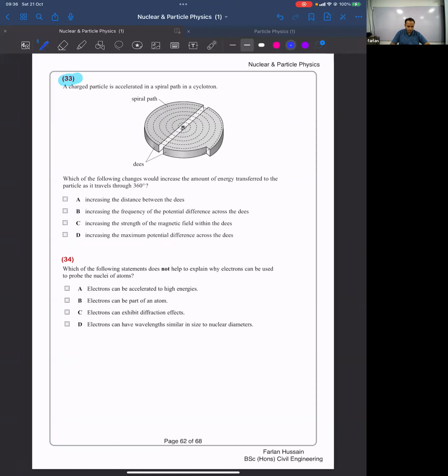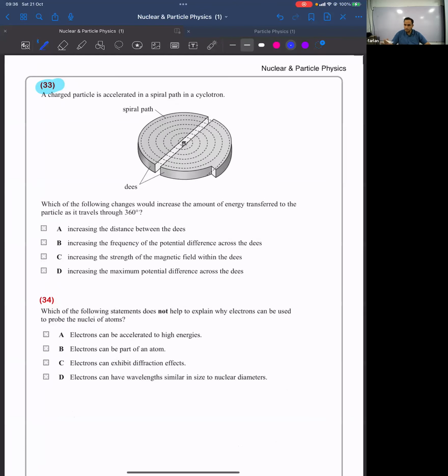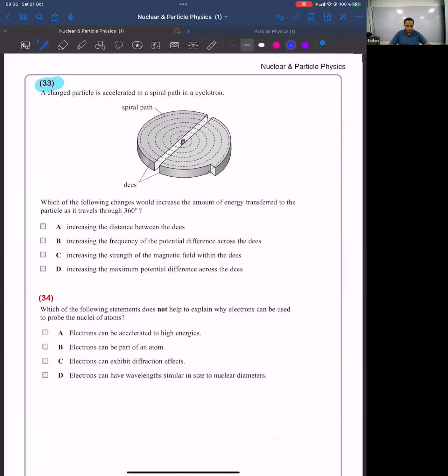What else? 33rd. A charged particle is accelerated in a spiral path in a cyclotron. Which of the following changes would increase the amount of energy transferred to the particle as it travels through 360 degrees? What will increase the amount of energy transferred to the particle as it travels through 360 degrees? Increase in the distance between the Ds. Increase in the frequency of the potential difference across the Ds.